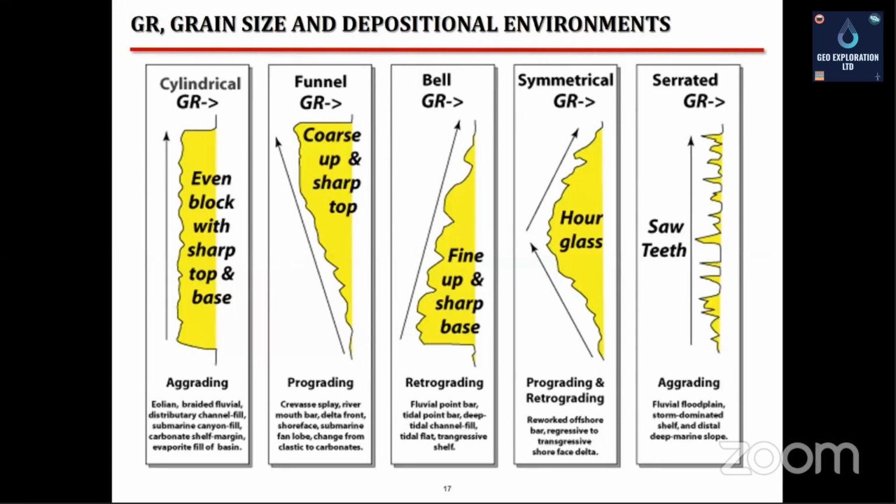Finally, the serrated or saw-teeth gamma ray trend gives us aggrading environments such as fluvial floodplains and deep marine slopes.